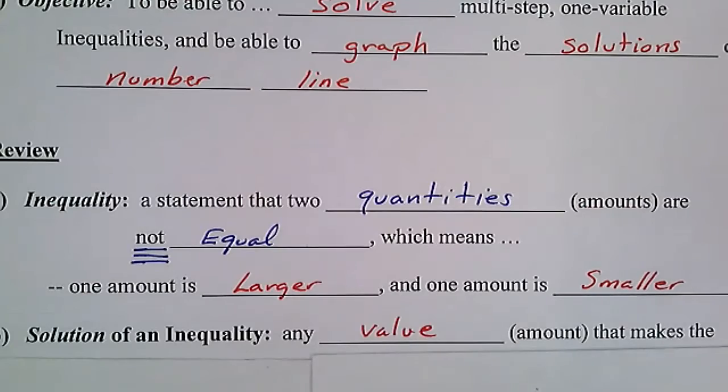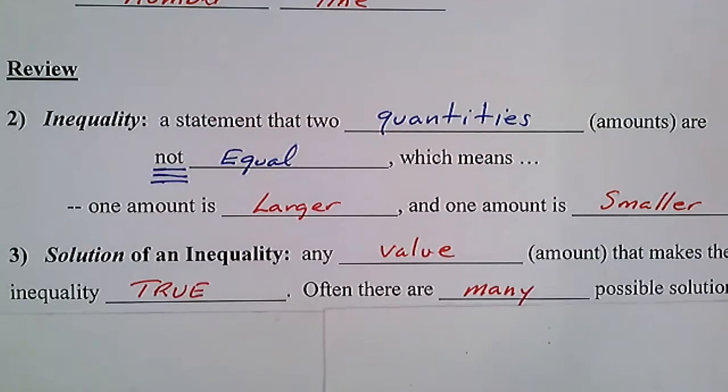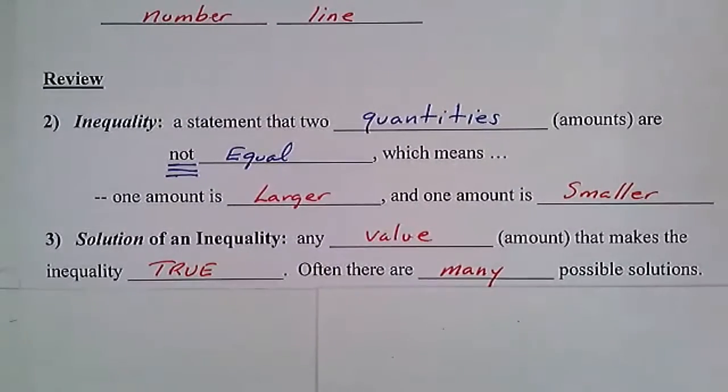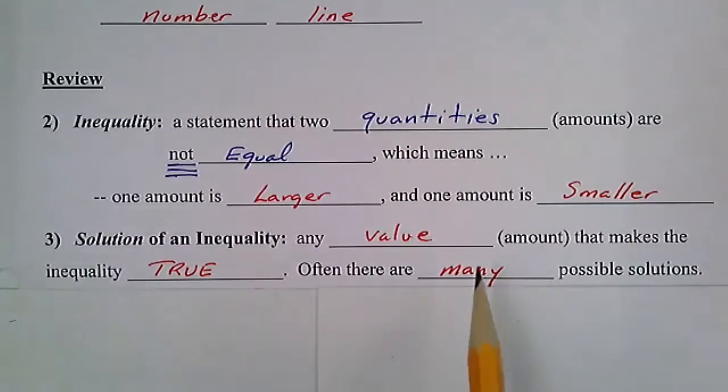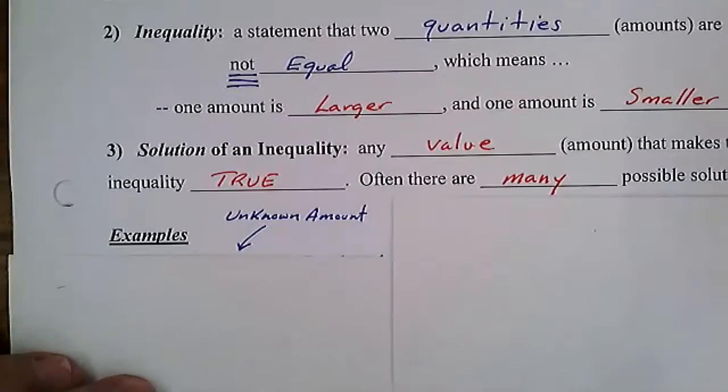When we talk about solutions, this is also a review. When we talk about solutions of an inequality, we're talking about any value that makes the inequality true. And often there are many possible solutions. When we're solving inequalities, there's not just one correct answer. There can be many solutions. All right, so let's start off with a couple of word problems as a review here.